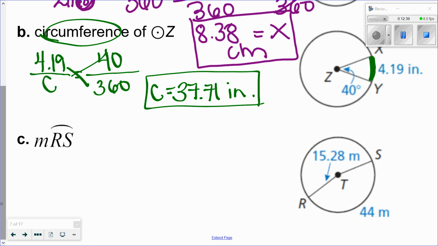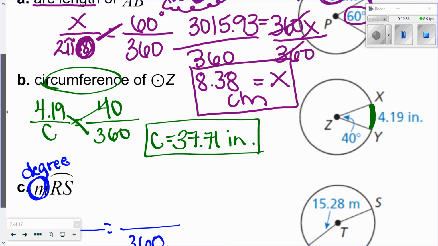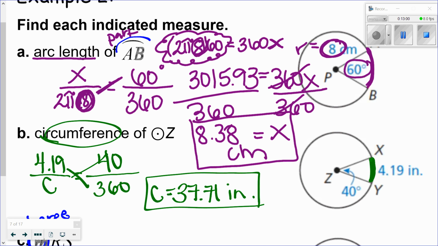Okay, as we look at this, you're going to set up your proportion. Go ahead and put your 360 in the bottom right-hand corner. I want you to notice in the picture that there are no degree measures, okay? When you have this little m in front, that means that they want the degree. We don't know that. If you go up here where it says arc AB, notice there was no m in front. That wanted an actual length, okay?